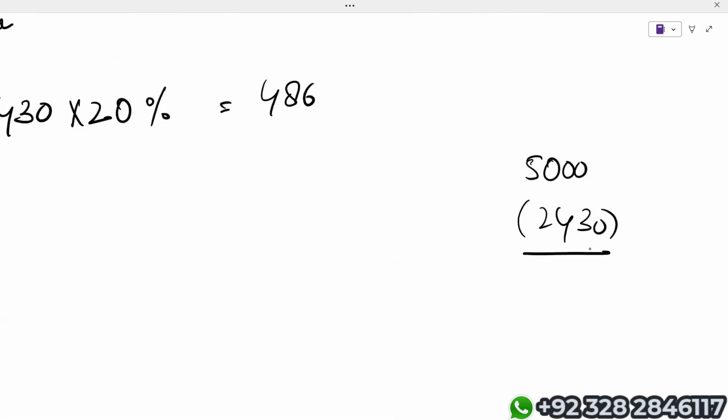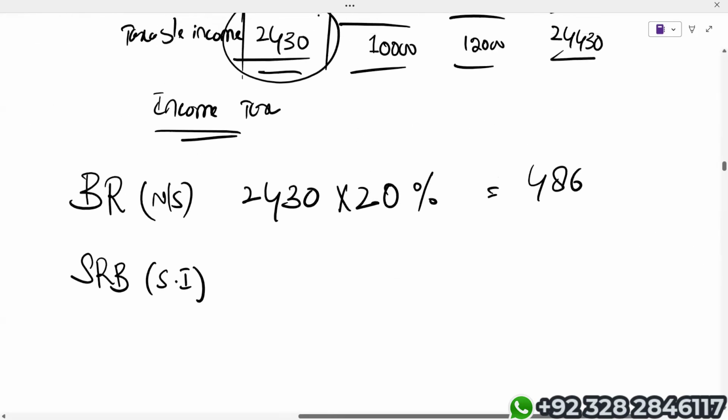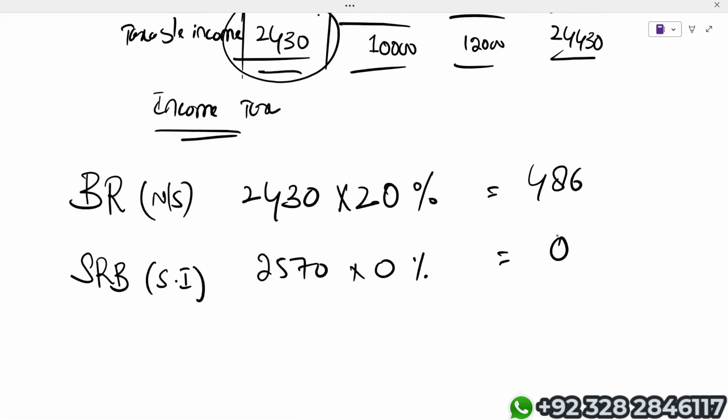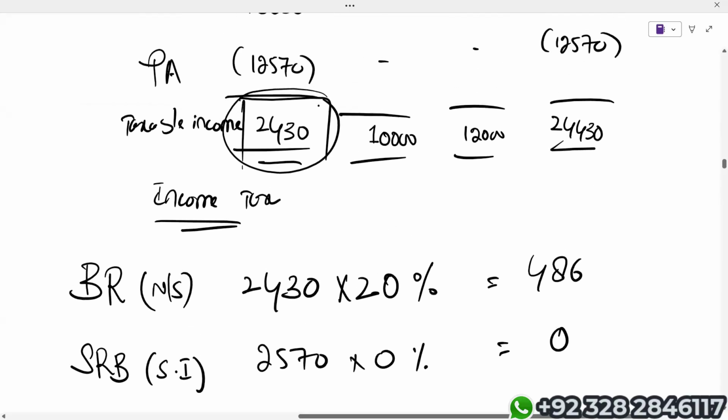So 5,000 minus 2,430 is 2,570. So this individual is entitled to the starting rate band, and the second amount is 2,570. Applicable rate is 0%. Now after that we'll go for the nil rate band. Nil rate band is a separate rule. Starting rate band is separate.